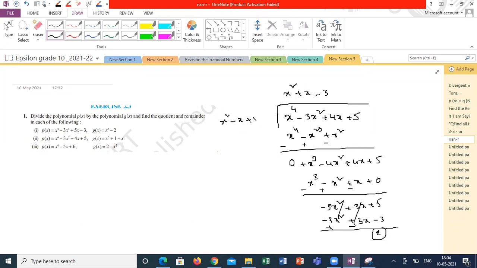Is this the right answer, guys? Yes, sir. What about the third question? One minute, sir. x power 4 plus 0x cube plus 0x square.